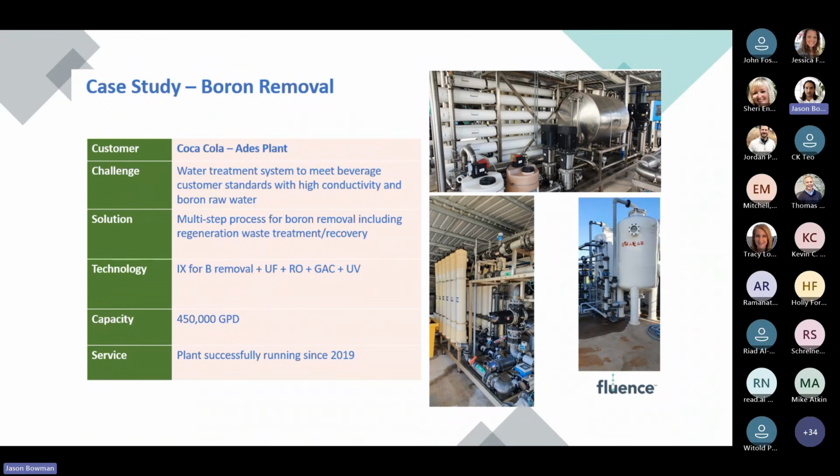So the resulting treatment system was a multi-stage process that featured a specialty ion exchange resin process that targeted boron for removal. Once the boron was removed, water was then treated with UF for particulate and pathogen removal, followed by RO, GAC, and UV. The resulting purified water was then used in the beverage manufacturing process. And in total, the system was designed to produce just shy of a half an MGD of treated water each day.